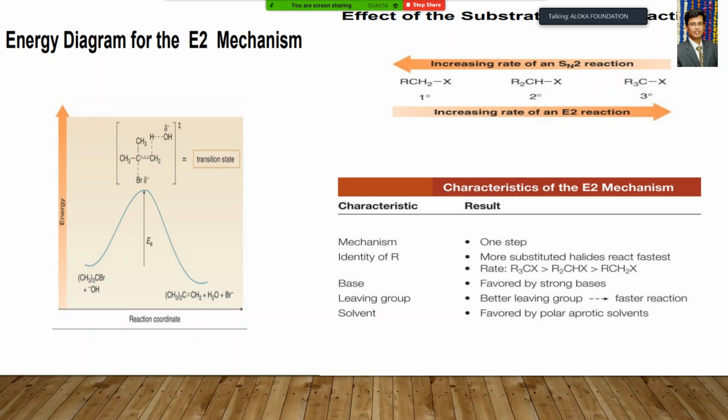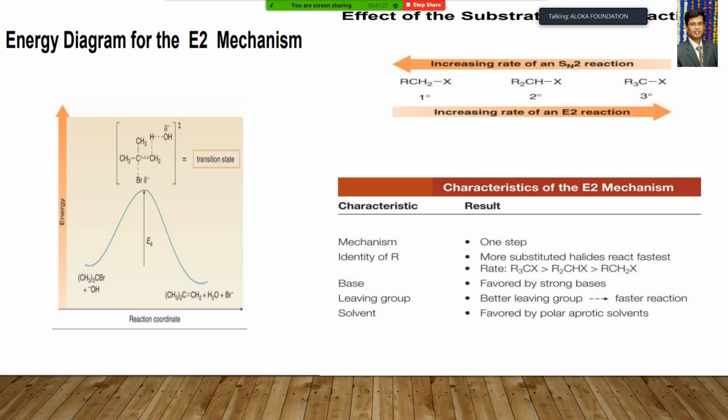Better leaving group, faster the reaction, and a polar aprotic solvent is used. This is the difference between E1 and E2. It's a one-step reaction. The substrate preference is the same: a tertiary alkyl halide is favored over the primary and the secondary. So these are the characteristics of the E2 mechanism.